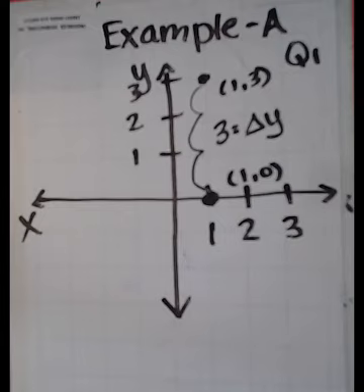For vertical change, we follow the same rules as we did for horizontal change, looking for the distance between the 2 y values instead of the 2 x values.